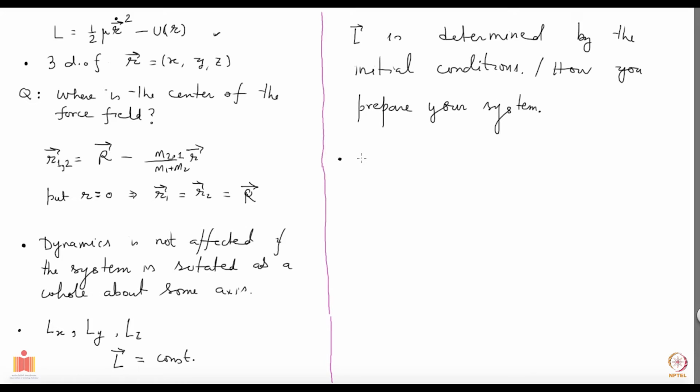Okay, so let me just write down here what I said. Example, if you fire m1 towards m2, then your vector L would be 0. Okay, that's fine. Let's see what else I want to say.